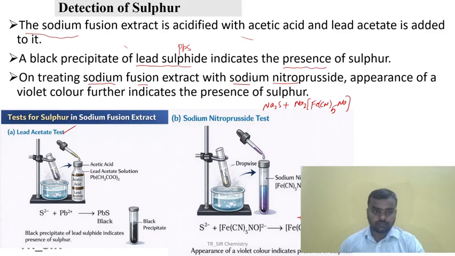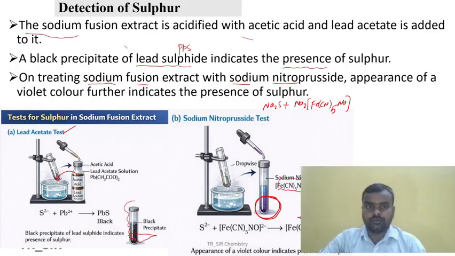First step, what happened? Here we have taken the solution. Now we are adding acetic acid as well as lead acetate into this one. A black precipitate is found. You can see here, black precipitate is found here. That confirms that sulfur is present. Again, next, we are taking sodium sulfide and treating with nitroprusside. When we treat with this one, you can see here, violet color is forming. That confirms that sulfur is present in the given organic compound.